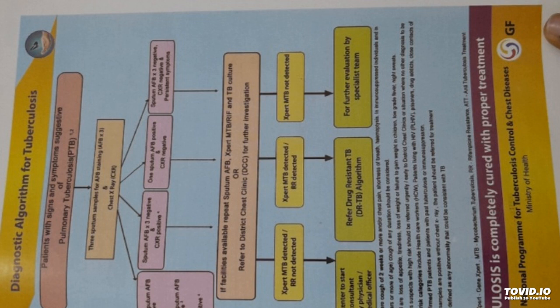So those are the 4 drugs. You have to take 4 drugs for 2 months and 2 drugs for 4 months, and after 6 months, if you take the drugs daily, you're good.